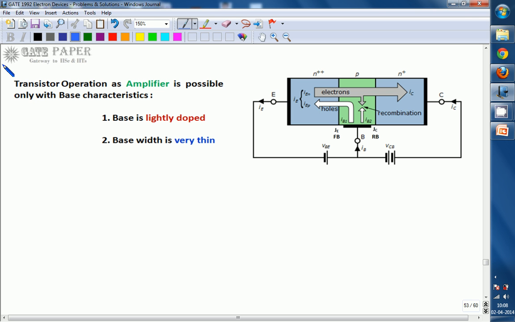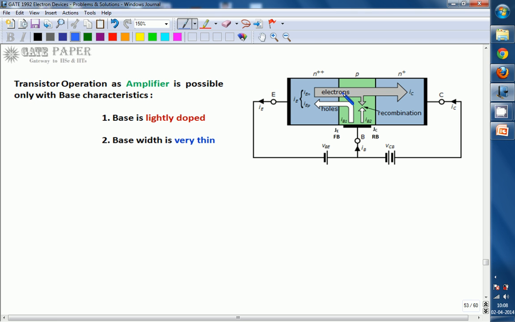So transistor operation as an amplifier is only possible with the help of base characteristics. If the base characteristics don't meet these 2 points, then it won't act as an amplifier. The heart of transistor operation depends only on the base. The 2 important characteristics of base are: one, base is lightly doped, and the second, base width is very thin.